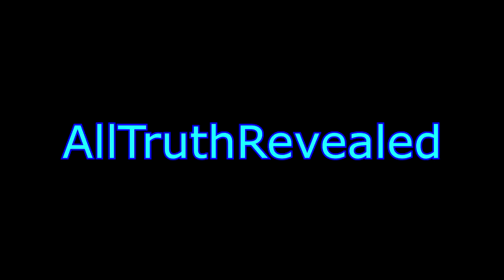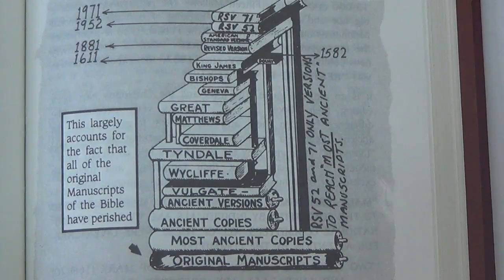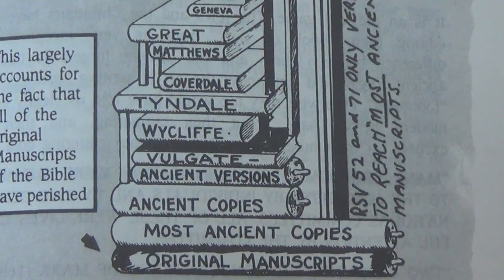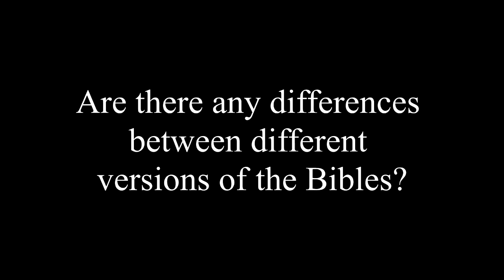We at All Truth Revealed are making this video because sometimes we meet evangelist preachers who are adamant that all Bible versions are the same but with different translations. So the question arises, are there any differences between different versions of the Bibles? I don't want to be offensive, but the harsh reality is that there are differences.